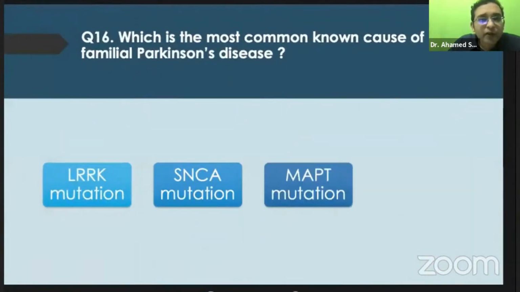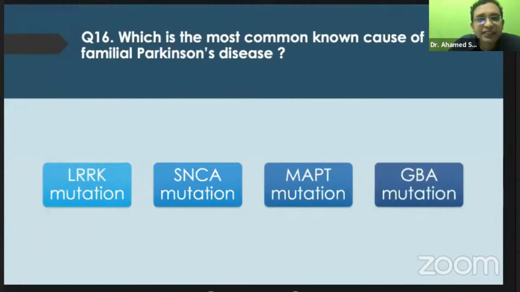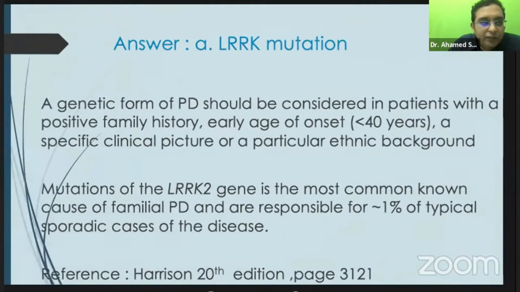Which is the most common cause of familial Parkinson's disease? Genetics of Parkinson's disease is repeatedly asked. There is a table in Harrison, and a big table in Bradley. I think you should at least finish the table in Harrison, because apart from the anti-Parkinsonian medications, the most important topic is actually genetics of Parkinson's disease. So don't leave or skip the topic, because it can be confusing for you. The answer is LRRK2 mutation. So for less than 40 years, you go for genetic testing.